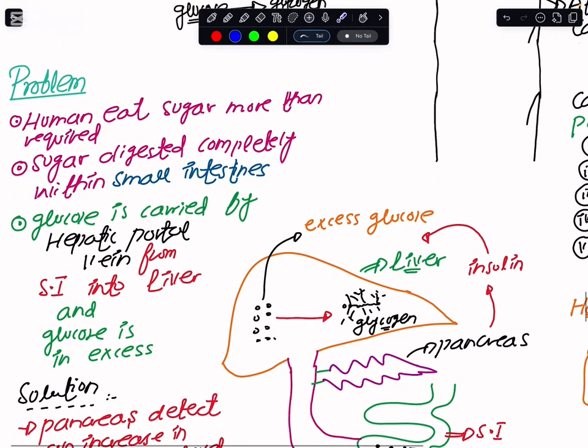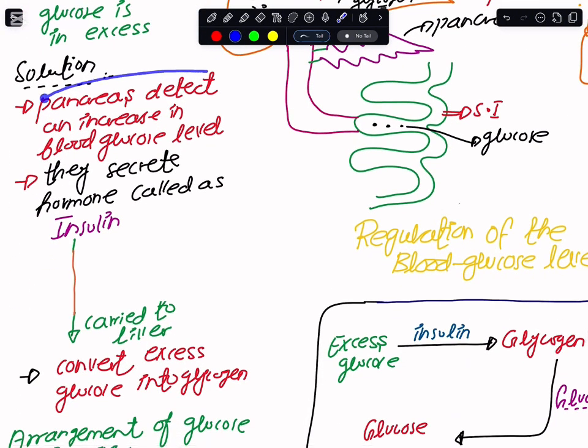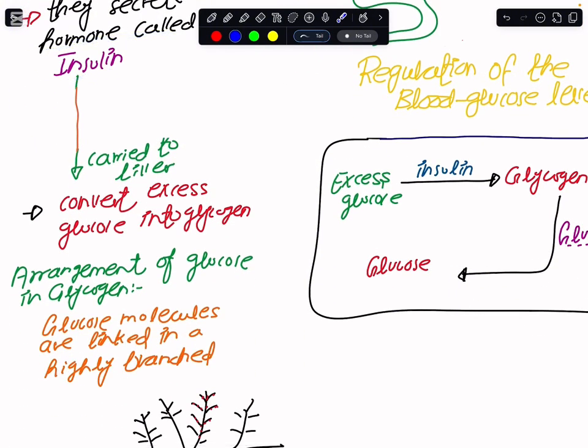So here, if I were to read this for you, humans eat more sugar than is required. These sugars would be digested in the small intestine in the form of glucose molecules. This glucose would be carried by the hepatic portal vein from the small intestine, and ultimately it would come into the liver. But here the glucose is in excess. So the solution is that the pancreas would detect an increase in the blood glucose level, and later allow insulin to be secreted out of the pancreas. The insulin would be carried to the liver and the muscle cells, and over there the glucose would be converted into glycogen.